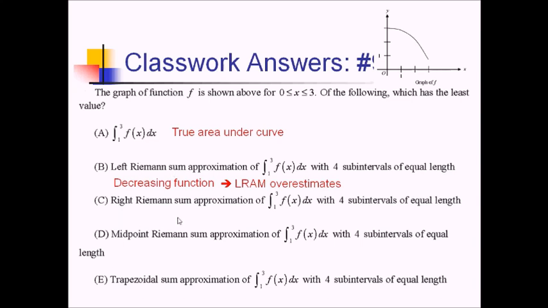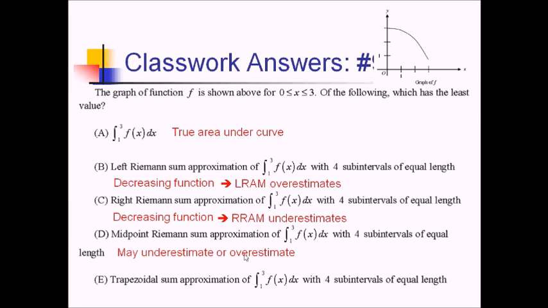Next, we've got RRAM. RRAM underestimates a decreasing function. So RRAM is actually our winner right now. But let's look at these other options and see if there's anything better. A midpoint sum, MRAM. MRAM might underestimate or overestimate. It's kind of ambiguous which way it's going to go until you actually compare it to the true value, which is kind of hard to do in this case. But even if it is an underestimate, it's not going to be as much of an underestimate as RRAM is. So we can eliminate choice D because it's just not going to be as good as RRAM if it does underestimate.